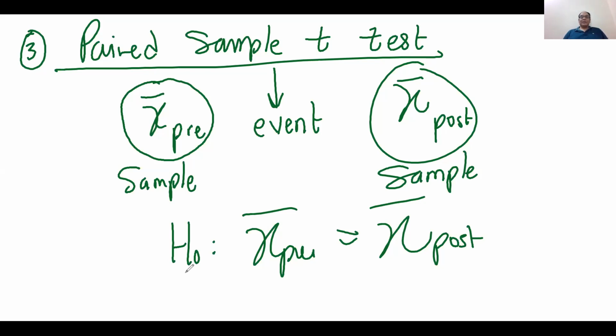So just to repeat, you have a pre-sample mean and a post-sample mean, and you compare the pre-sample mean with the post-sample mean, and in all the examples you have to check the t-value and the p-value. So let me show you the example first, and there I will explain how we can run the paired sample t-test.